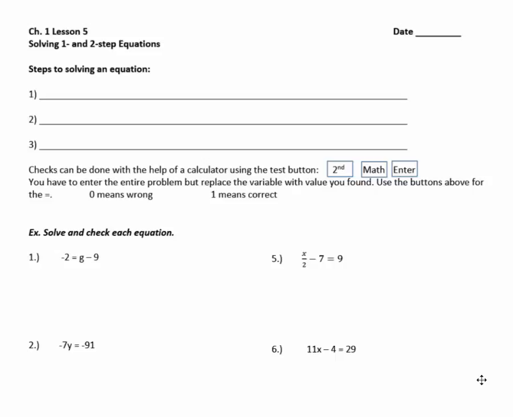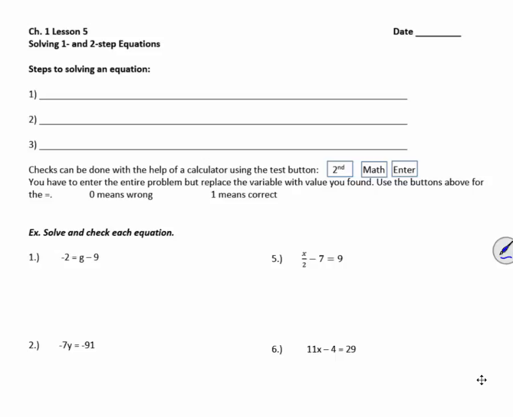Ladies and gentlemen, so today we're going to review how to solve 1 and 2 step equations. This was part of the summer work as well, so hopefully we can get through this rather quickly. And these are our easier equations. Right now we have 3 steps.